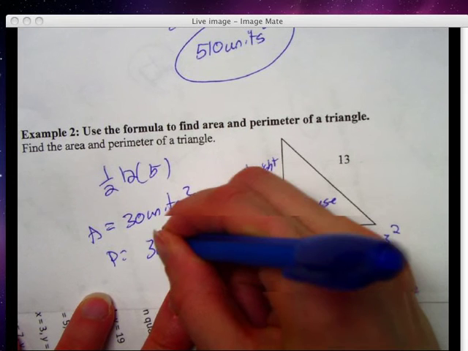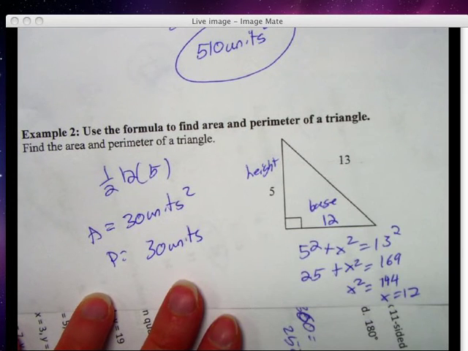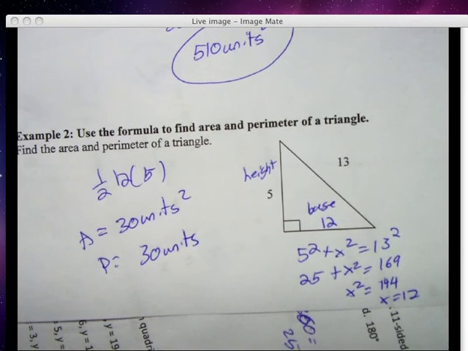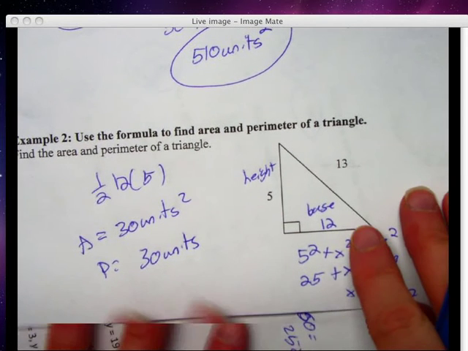30, because you just added up the sides. Huh, that's kind of weird that the area and perimeter are the same. That doesn't mean it's wrong. Sometimes that'll happen. Let's turn it over.